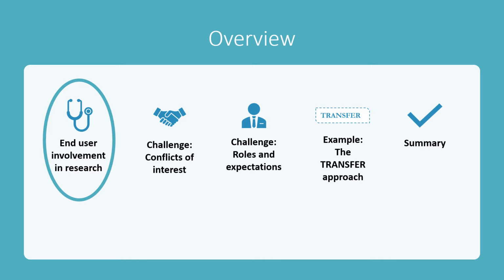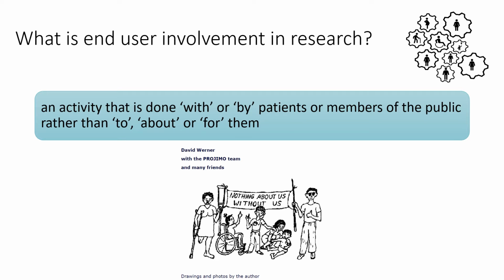Let's get started on discussing end user involvement in research. So what is end user involvement in research? It is an activity that is done with or by patients or members of the public rather than to, about, or for them. It can also be called patient engagement or patient and public involvement, co-production, or citizen science.